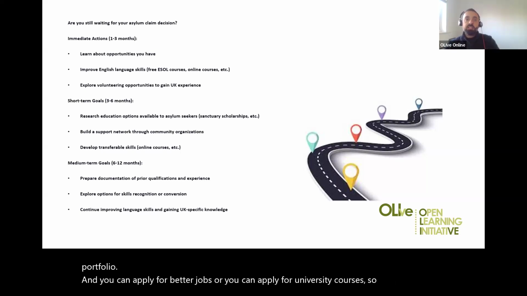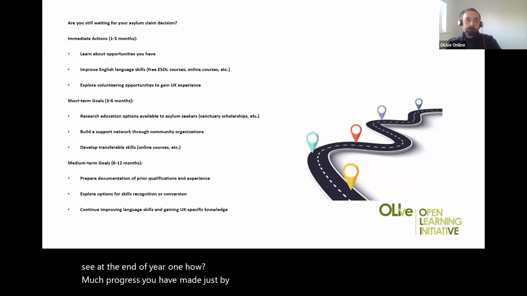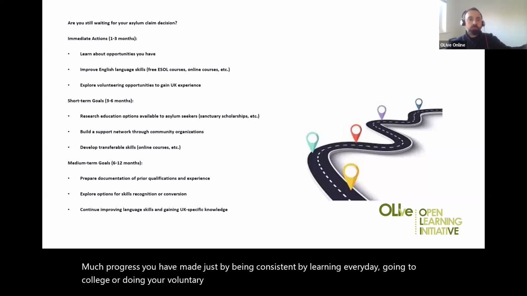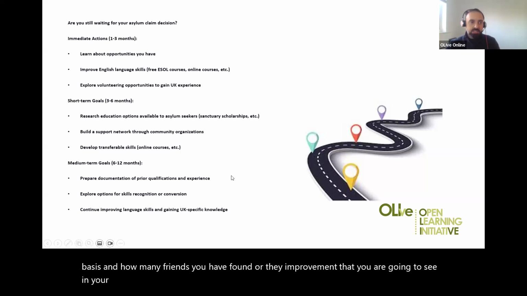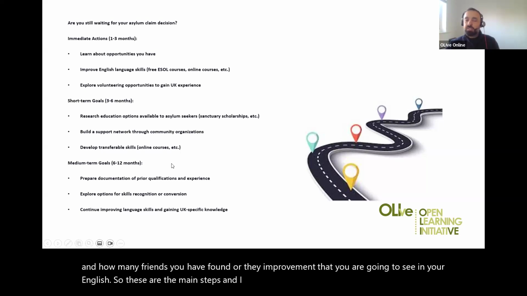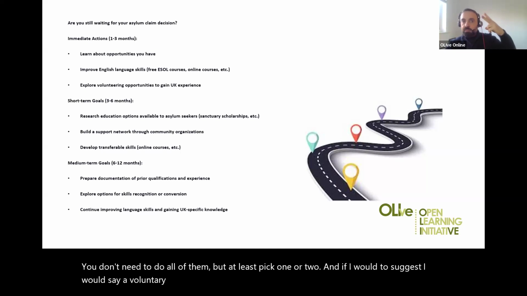So you are going to see at the end of year 1 how much progress you have made just by being consistent, by learning every day, going to college, or doing a voluntary work, or searching for opportunities. Just by doing that on a daily basis, and how many friends you have found, or the improvement that you are going to see in your English. So these are the main steps, and I would suggest you don't need to do all of them, but at least pick 1 or 2. And if I would to suggest, I would say a voluntary work and as many hours of English courses as you can.